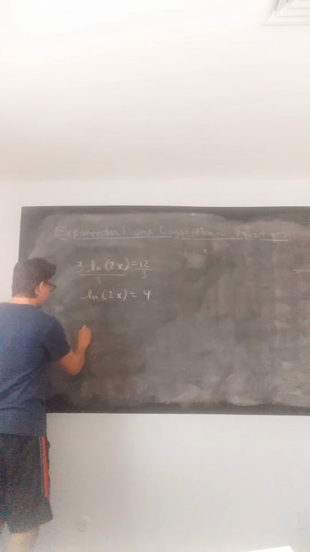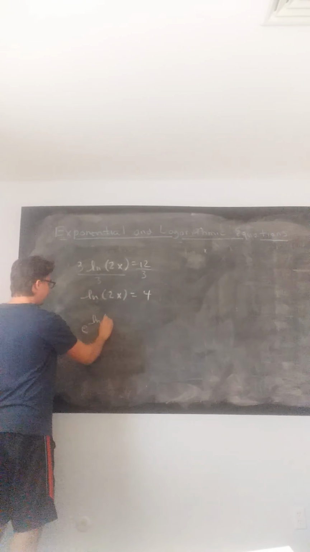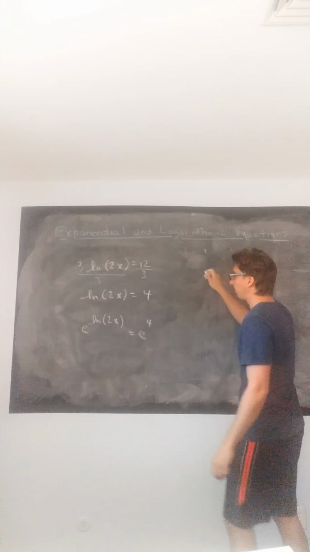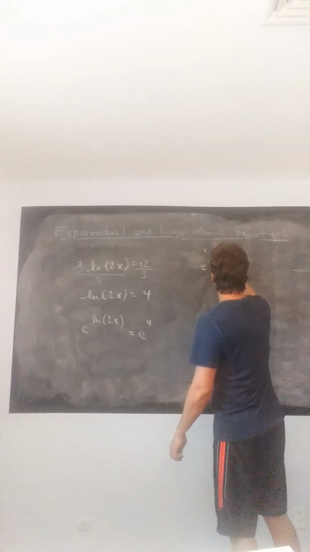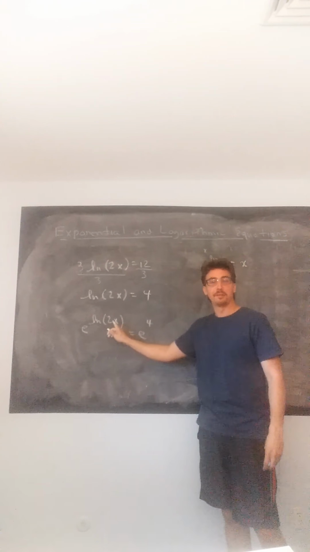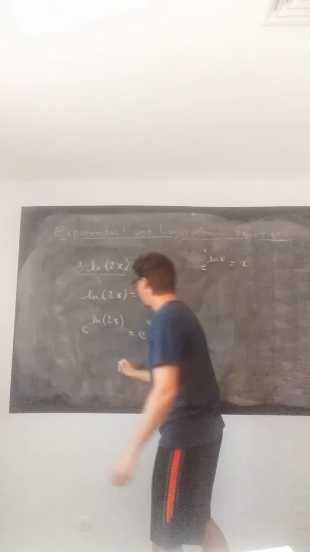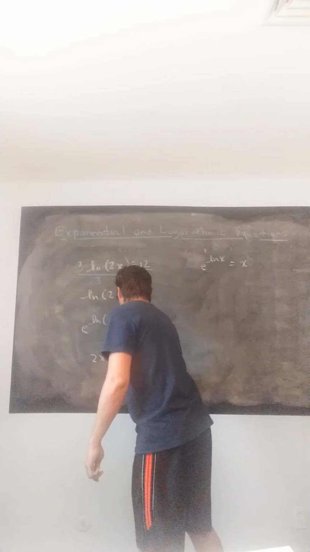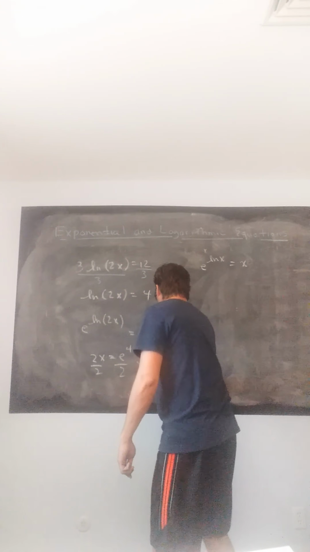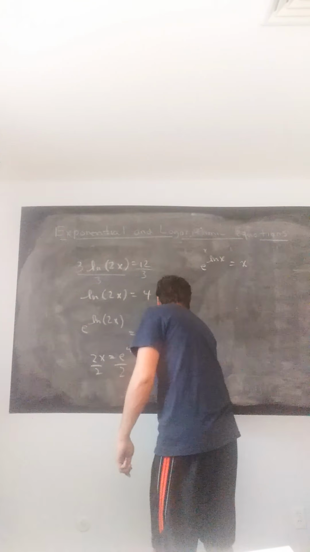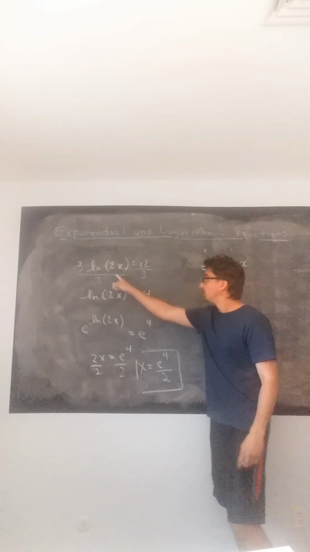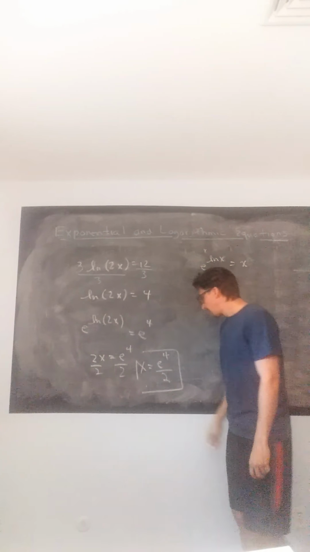So we're going to say e to the ln of 2x equals e to the 4, because the property says e to the ln of x is x. So if we apply that property here, it's going to free the 2x down below. So this is going to be 2x equals e to the 4, divide by 2, x equals e to the 4 over 2. And again, you should check this to see if it works in the original equation, but it does. So e to the 4 divided by 2 is the correct answer.